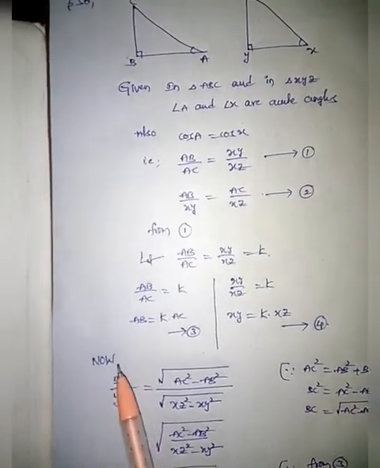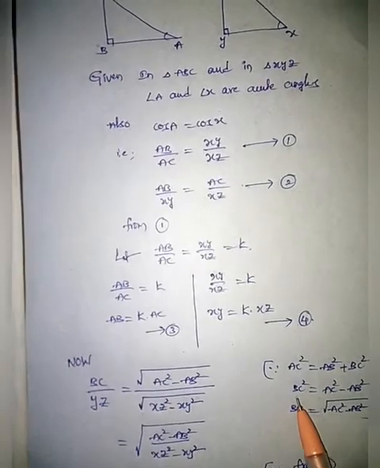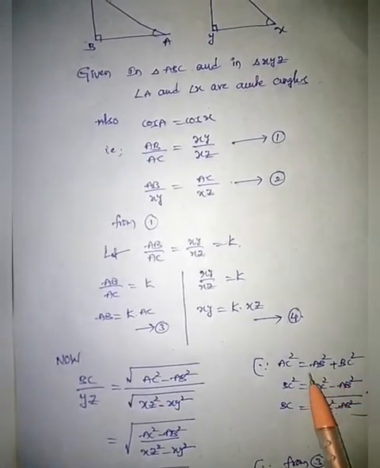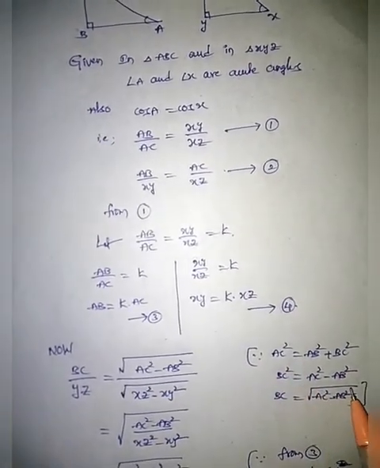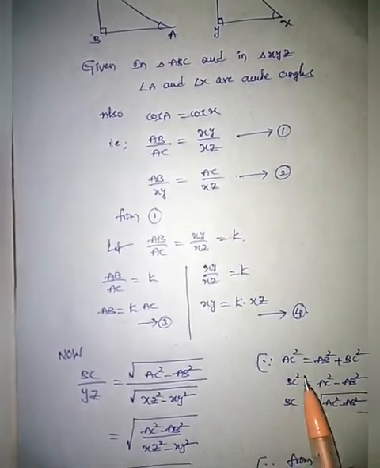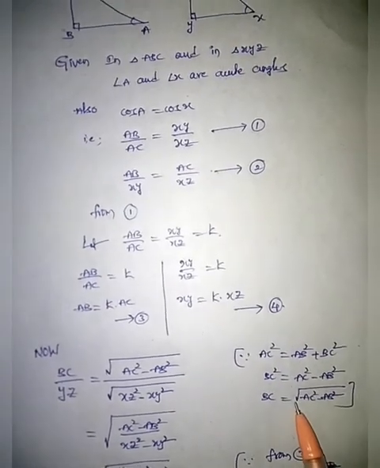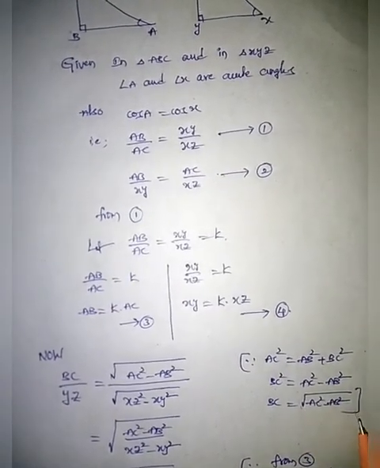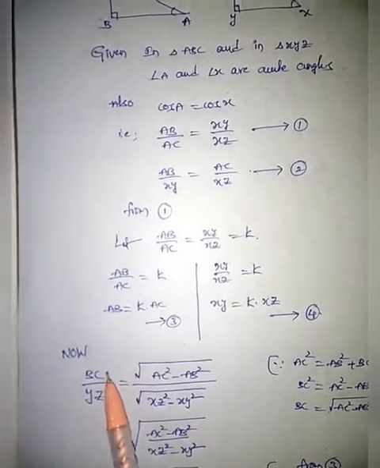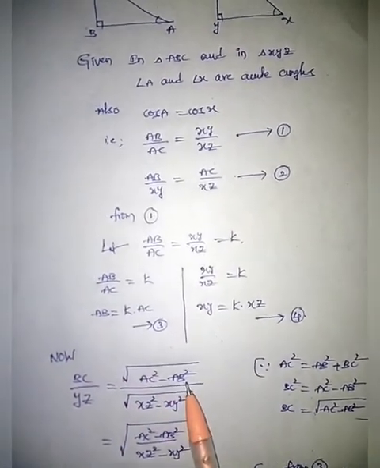Here we need BC because we took BC by YZ, so we need BC square. BC square equals AC square minus AB square, transposing the values. We don't need BC square, we need only BC, so take the square root on the other side also. BC equals square root of AC square minus AB square. So we can substitute for BC the square root of AC square minus AB square.